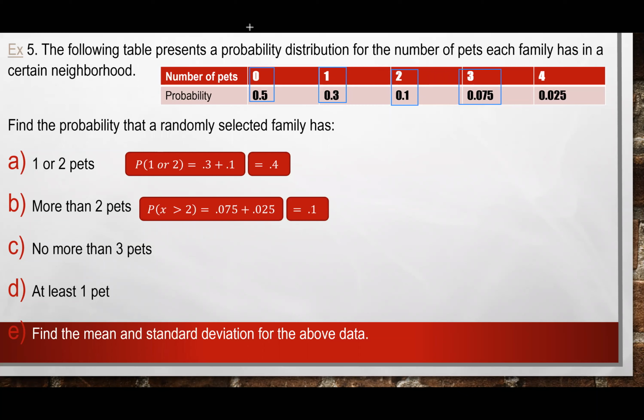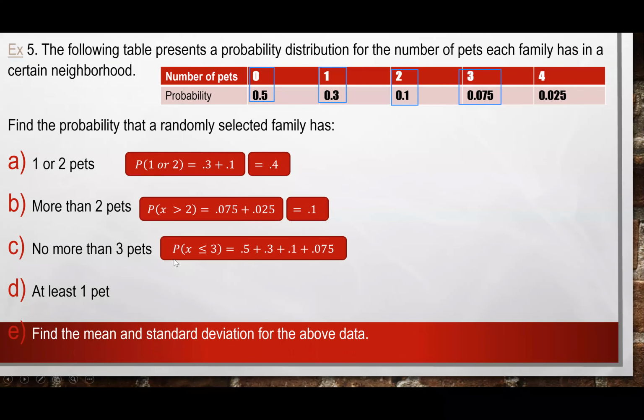It's just that they can say find the probability of 3 or less pets, right? But they changed the wording, and hopefully you see that no more than 3 is basically finding the probability of x, where x is the number of pets, with x less than or equal to 3, right? So if you add all this together, it gives me 0.975.